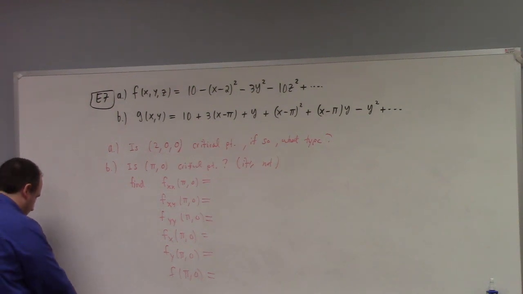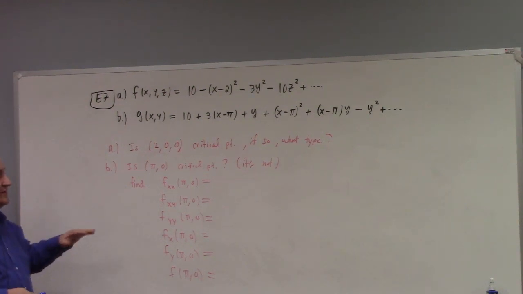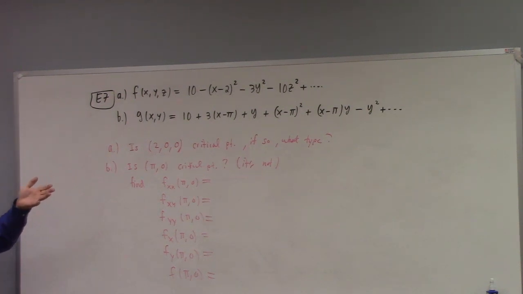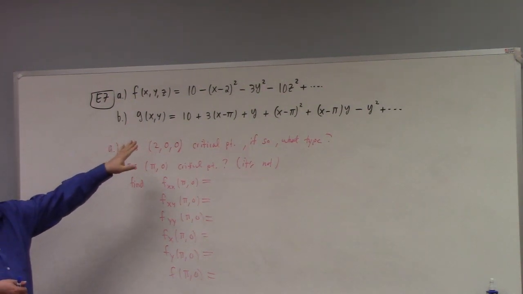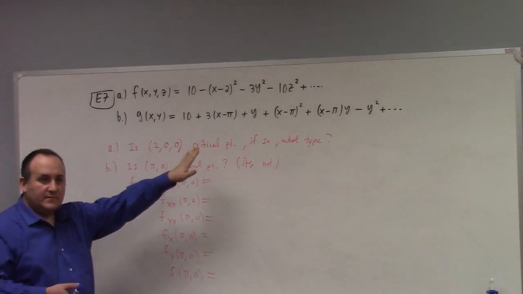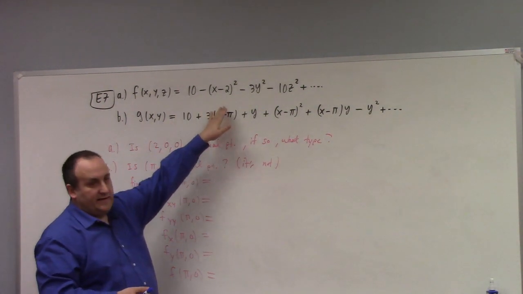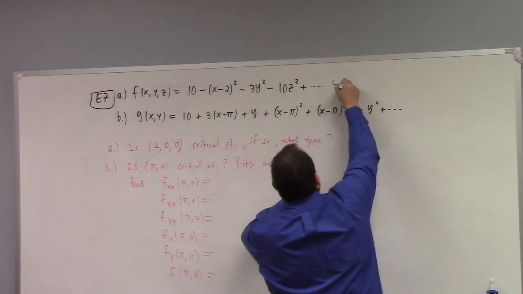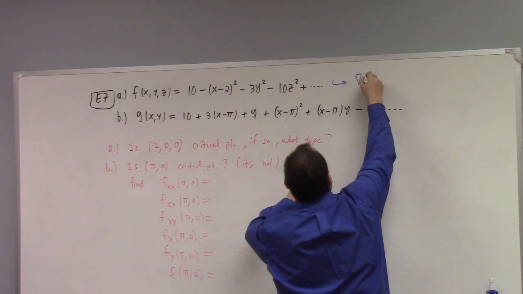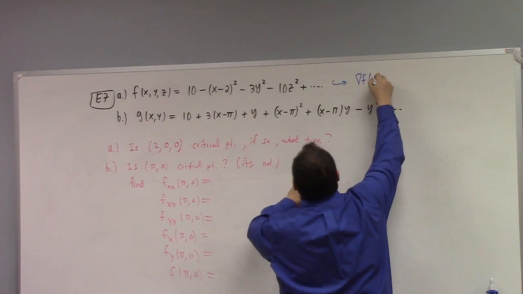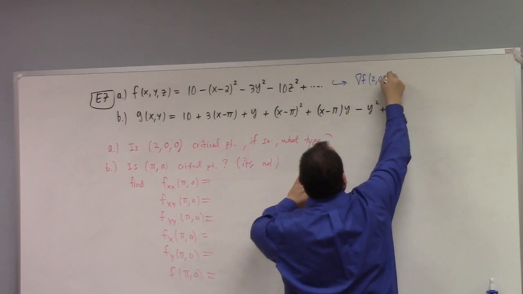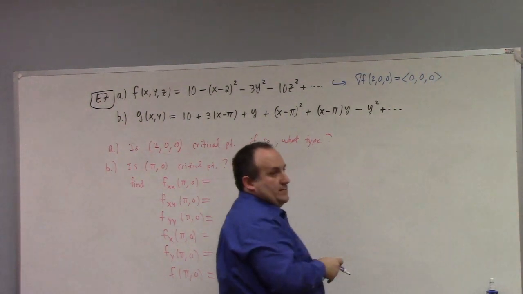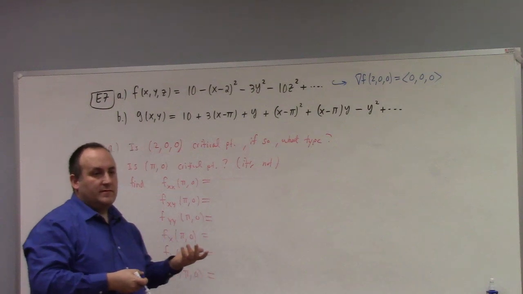All right, let me answer part A to start with. The answer is, why is (2, 0, 0) a critical number? The answer is simply, we have the power series expansion. There are no linear terms. It jumps straight to quadratic. So this tells me that the gradient of f at the point (2, 0, 0) is equal to zero. So therefore, it's a critical point.